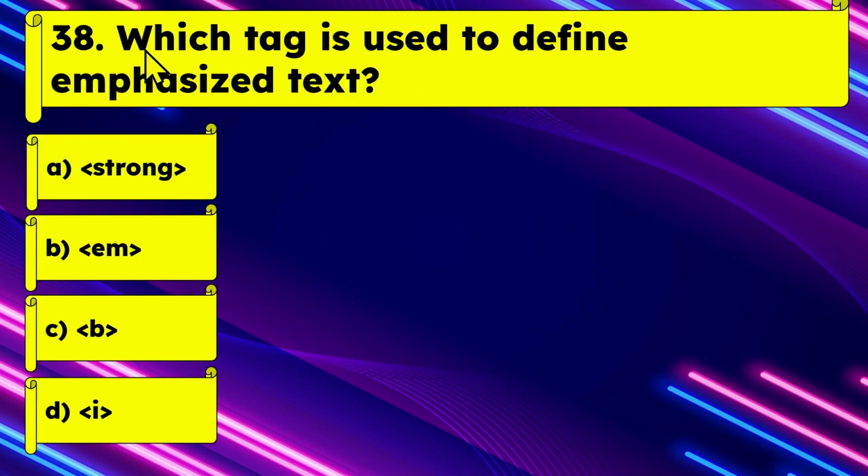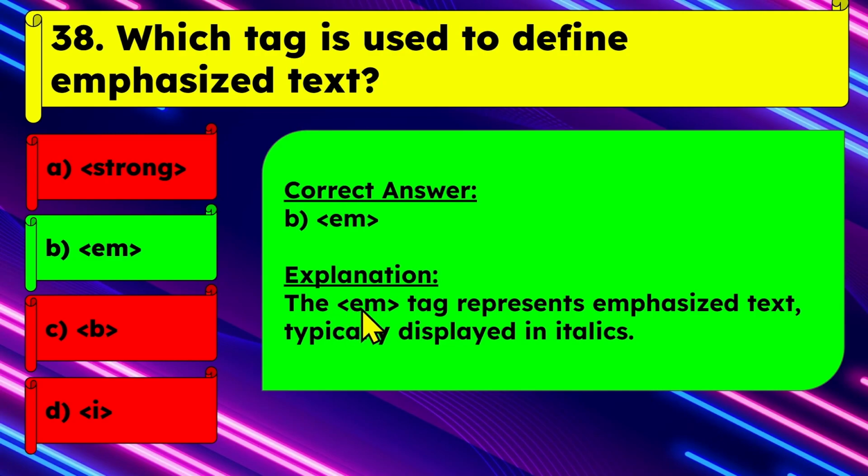Our next question is, which tag is used to define emphasized text? Option A is strong, option B is EM, option C is B, or option D is I. So here the correct answer is option B, which is EM tag. As you can see, the EM tag represents the emphasized text typically displayed in italics.